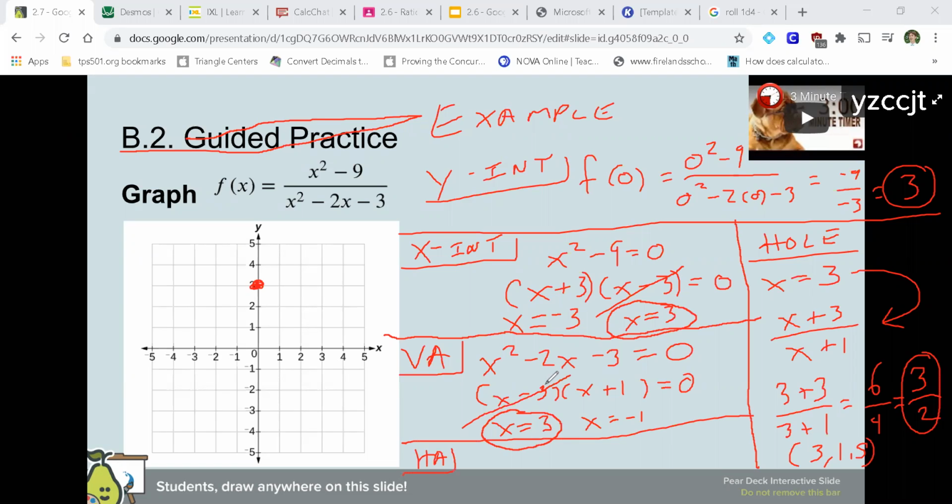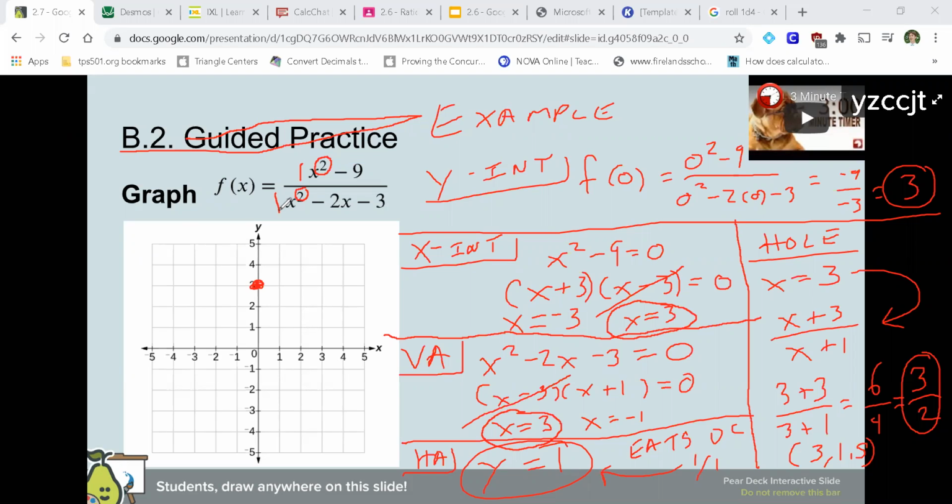All right, last one, I need the horizontal asymptote. So to find the horizontal asymptote, I compare the degrees. What's the degree of the top? 2. What's the degree of the bottom? 2. If the exponents are the same, you go to New York City. No, DC, divide the coefficients. 1 divided by 1 is 1. Exponents are the same, so divide the coefficients. 1 divided by 1 is 1.